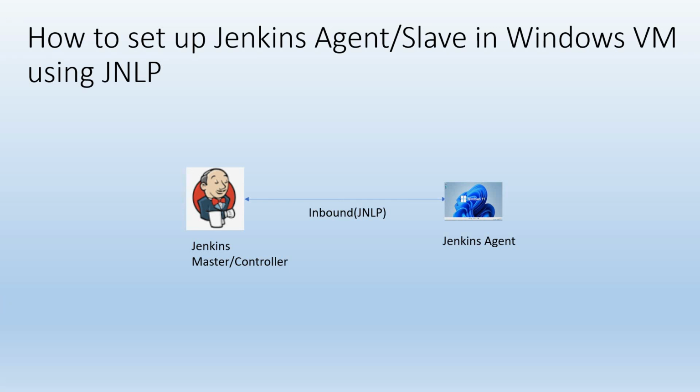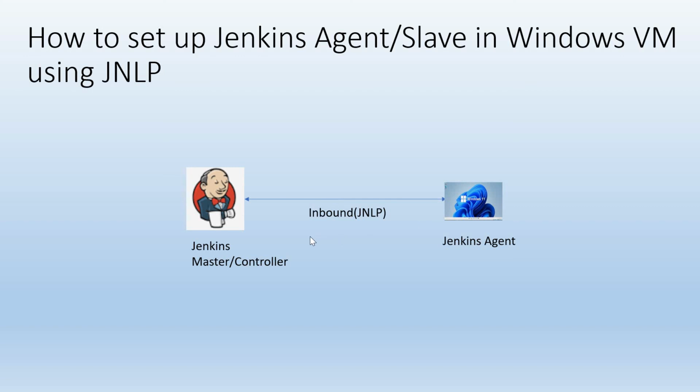In this video, I will explain how to set up a Jenkins agent or slave in a Windows Virtual Machine using JNLP. There are two VMs shown in the diagram. In one VM, we have the Jenkins master up and running, and in the second VM, we have to establish a Jenkins agent in the Windows operating system. This Jenkins agent is called an inbound agent because the connection initiation will happen from the agent to the master instead of master to agent.